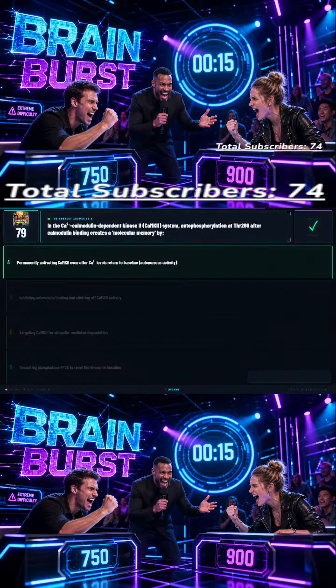Time's up. The correct answer is A, permanently activating CaMKII even after Ca2+ levels return to baseline, autonomous activity.